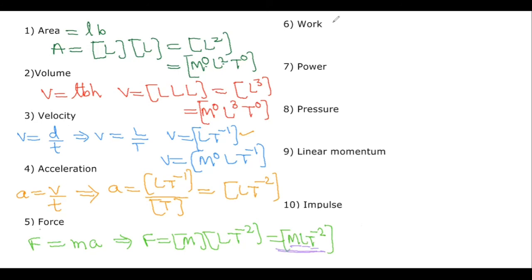Now coming to work. Work is nothing but the product of force and displacement. Force, we just calculated, is MLT^-2. Distance is nothing but L. L into L becomes L squared. So ML^2T^-2. Force and distance, the corresponding dimensional formulas I wrote, and after simplification, the resultant dimensions of work done become ML^2T^-2.